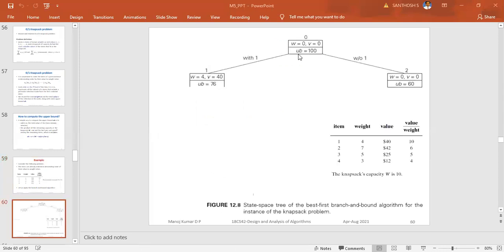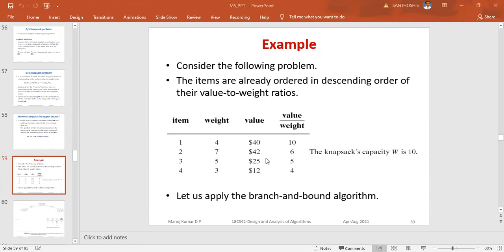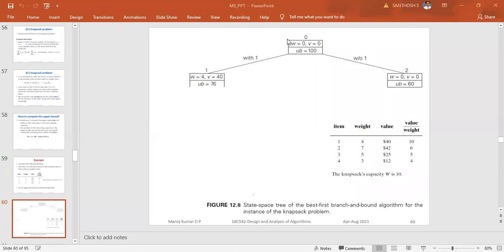In the branch and bound algorithm, what is the total space you are having? First you start with this one. Value and weight are assigned here. Initially W is equal to 0, V is equal to 0. What is the upper bound value you are having? So how do we calculate the upper bound value?